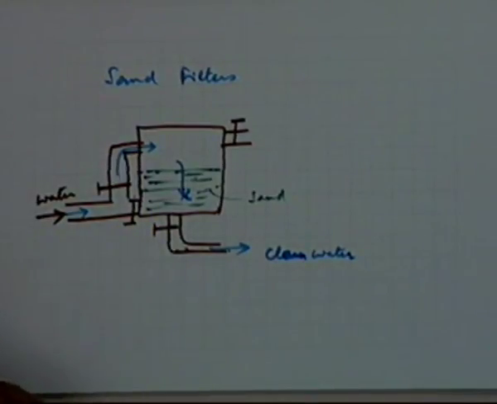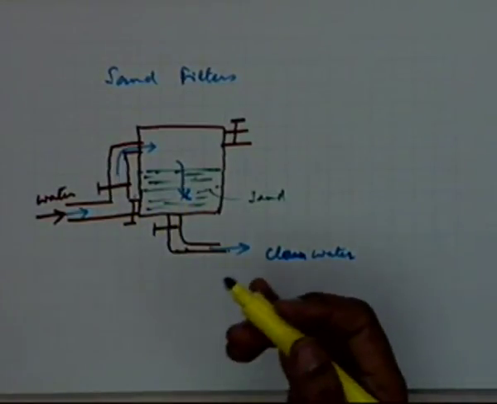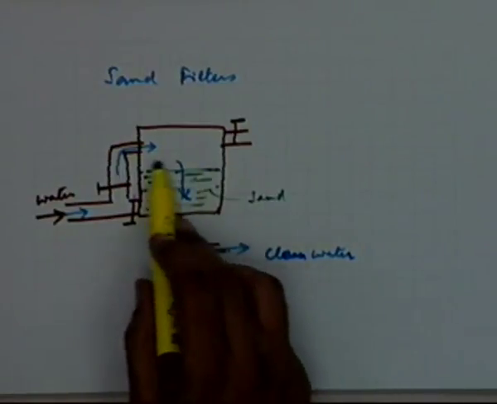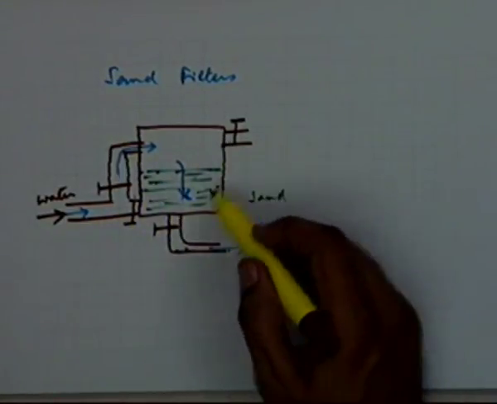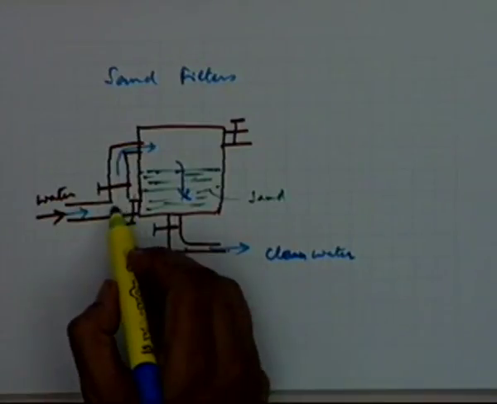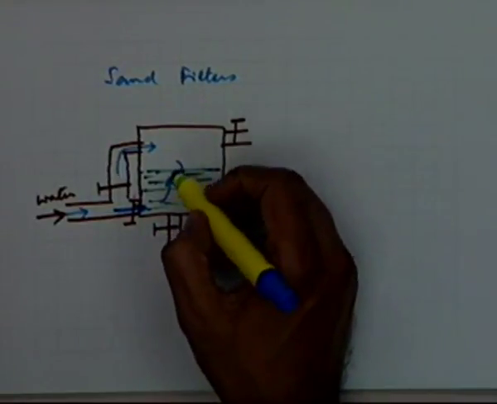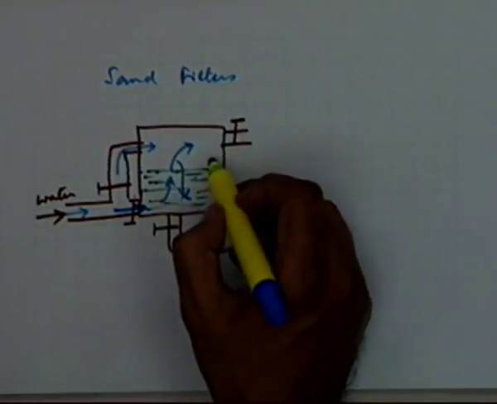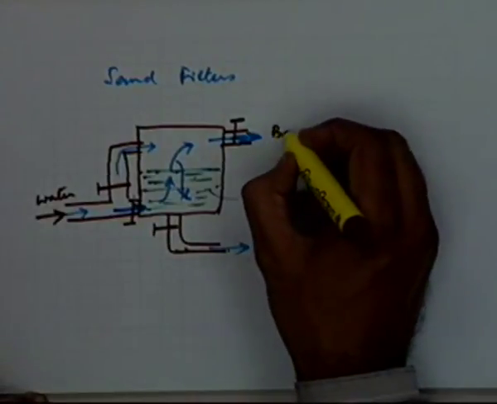And this part is used when you want to have the backwash of this filter, because all the material, the different types of particles which are getting accumulated on the surface of the filter, can be backwashed by closing this side and sending the water now from here. The water, while passing through the sand, will remove the particles which are deposited, and it can be sent out of this. So this is the backwash water.